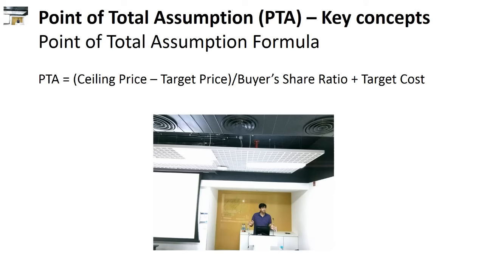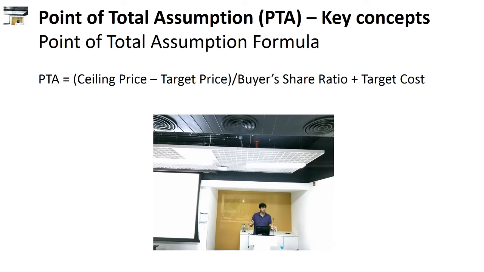At PTA, the buyer-seller ratio becomes 0:100. Technically, PTA is the point where the share ratio ceases to operate and the buyer will no longer share cost with the seller. At PTA, a fixed price incentive fee contract becomes a firm fixed price contract.